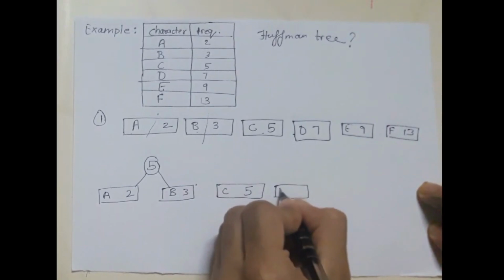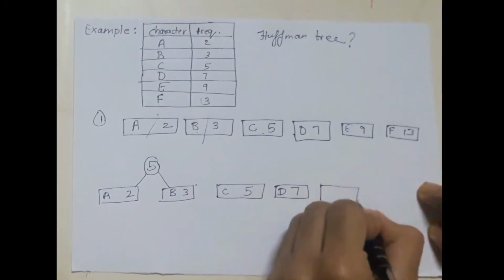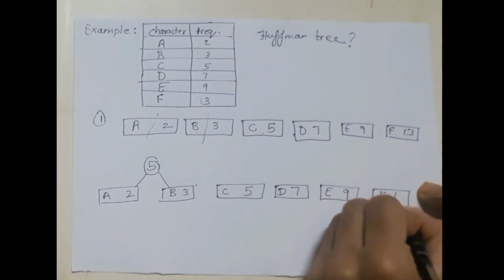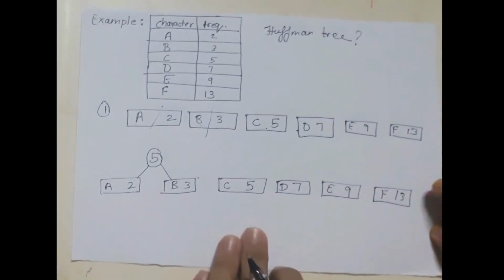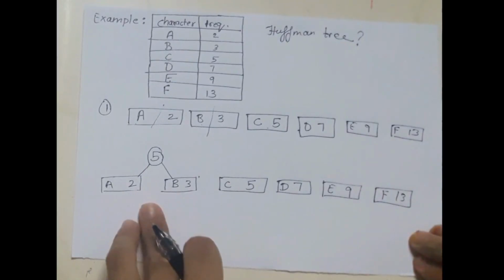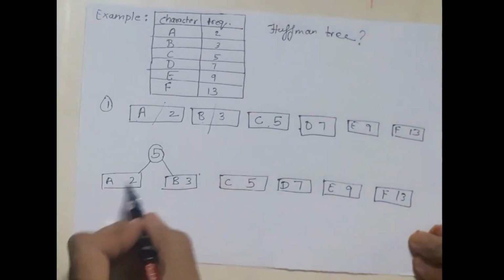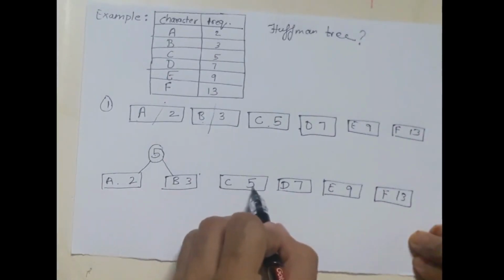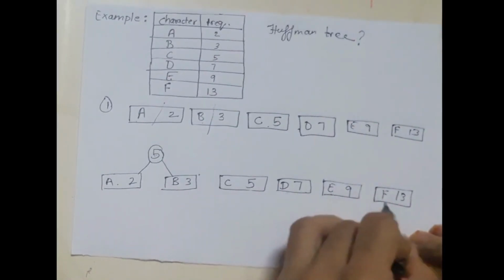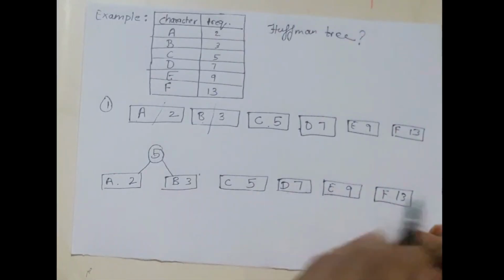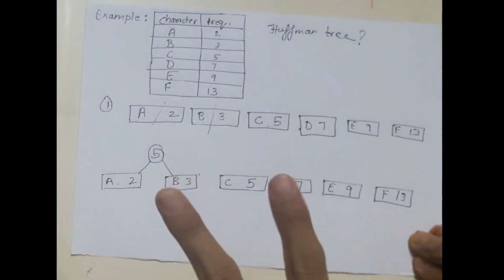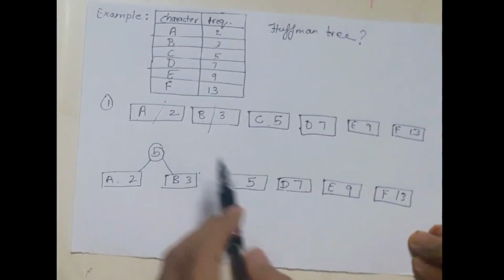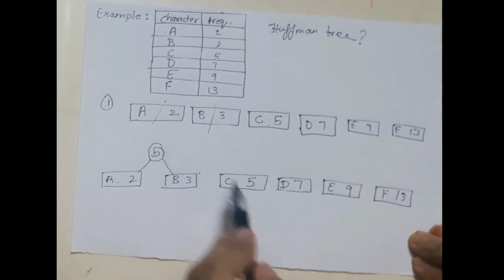Remaining we'll take down like this: C5, D7, E9, F13. Now we will not consider this 2 and 3. We'll consider this 5, then C5, D7, E9 and F13. Out of these we have to take 2 characters which have least frequency. Here you can see this 5 and this 5 have least frequency.